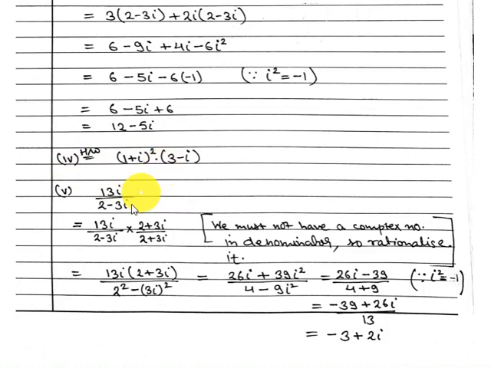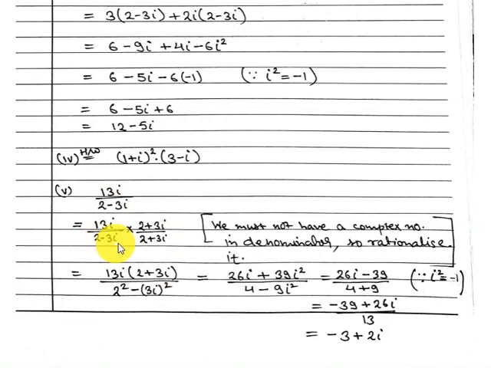And in this last one, I have 13i upon 2 minus 3i. Though it's a complex number, we have to write this in the form A plus iB. As I told you earlier also, in the denominator we don't want to see anything complex, we don't want to see anything in terms of i. So let's rationalize it. In order to rationalize, I must multiply by 2 plus 3i and divide by 2 plus 3i.